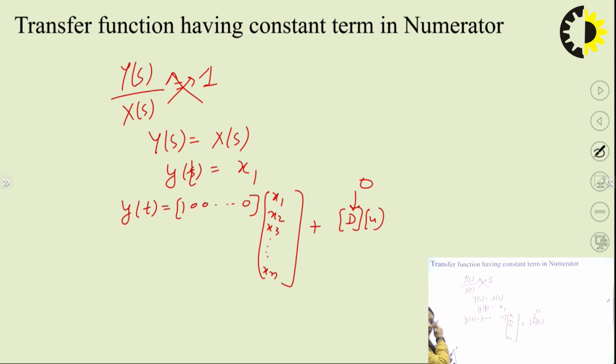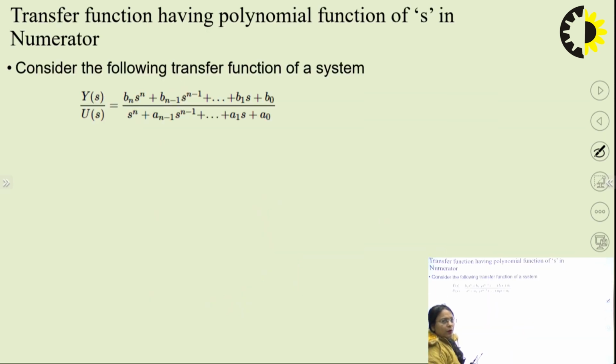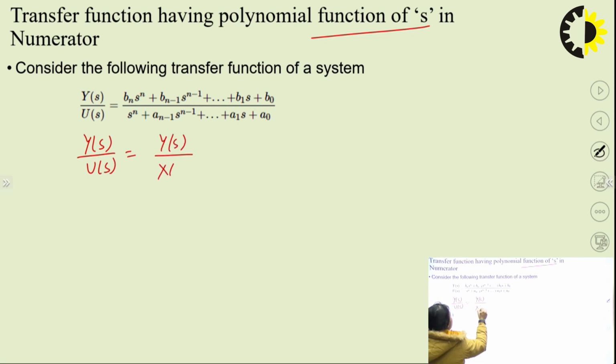So this will be the state model from the transfer function if I am having a constant term in the numerator. So this will be y equal to Cx plus Du. Here D is 0 and this is the C. Now if I am having a polynomial function of s in the numerator, then again I am splitting Y(s)/U(s) into two terms, Y(s)/X(s) and X(s)/U(s).